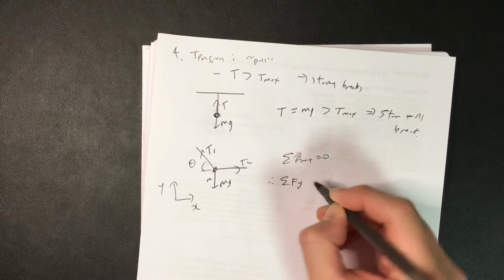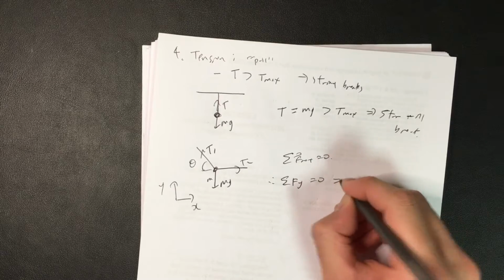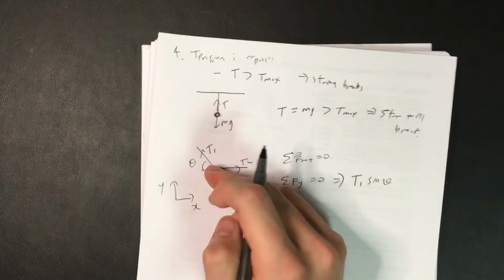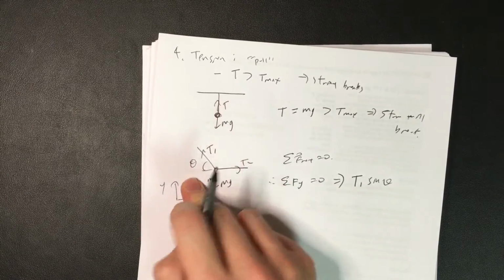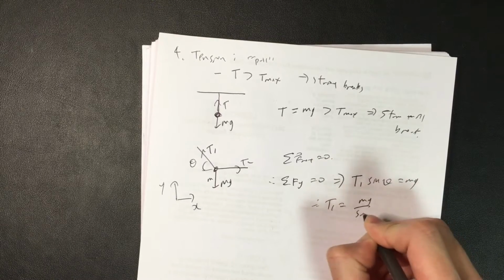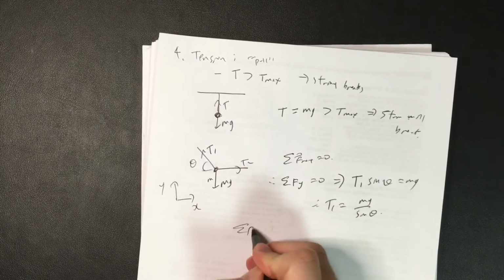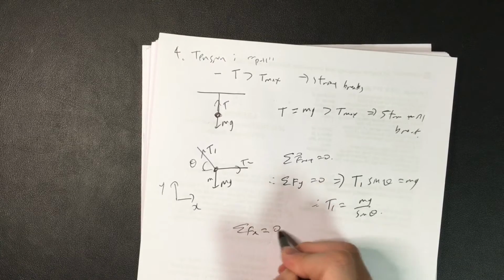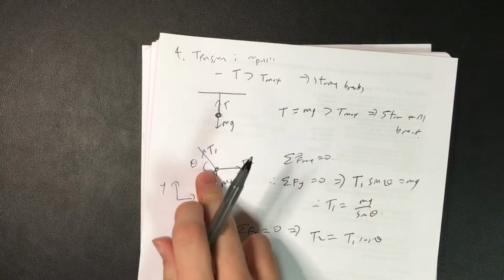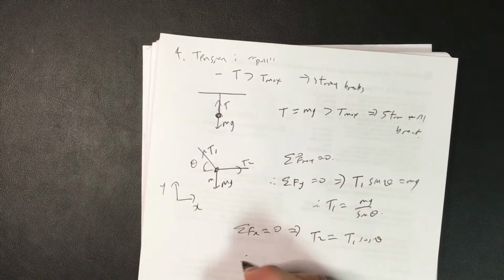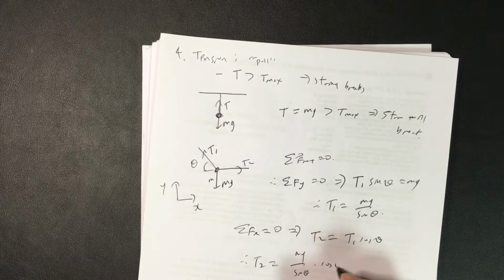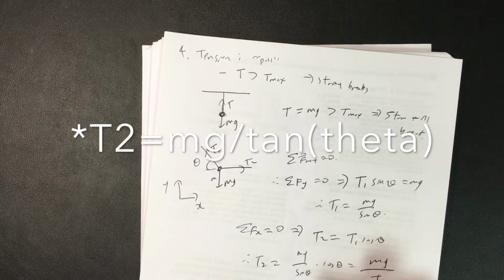Therefore, the sum of the forces in the y direction must be 0. And therefore, T1 sine theta, which is the component of tension T1 along the y direction, should equal mg. Therefore, T1 equals mg over sine theta. And similarly, the sum of forces along the x direction must be 0. Therefore, T2 should equal T1 cosine theta, which is the component along the x direction. Therefore, T2 equals mg over sine theta times cosine theta, which equals mg over tangent theta.